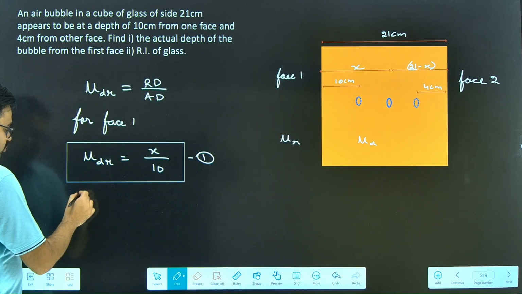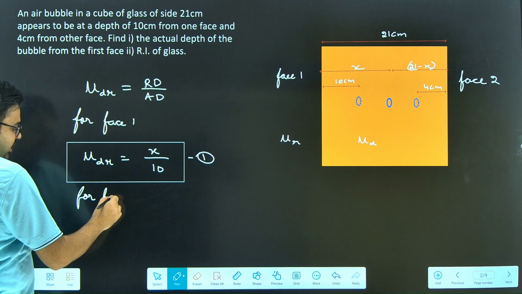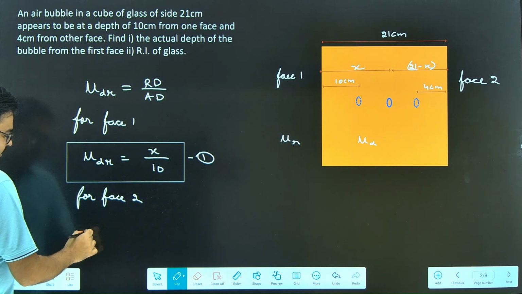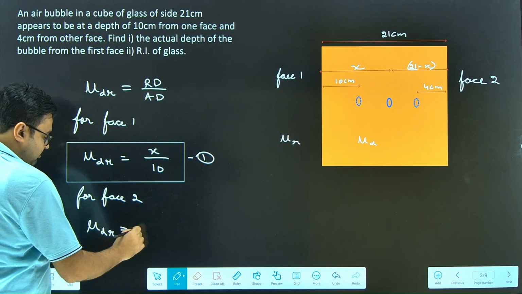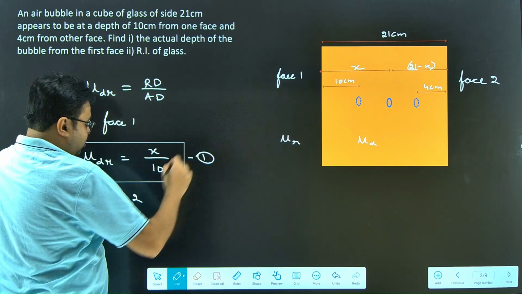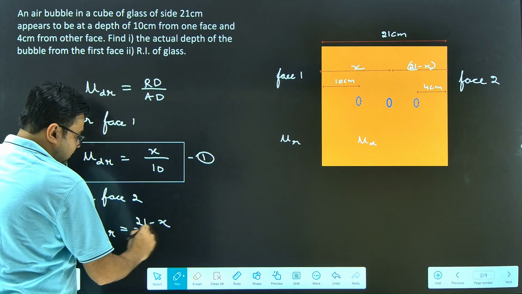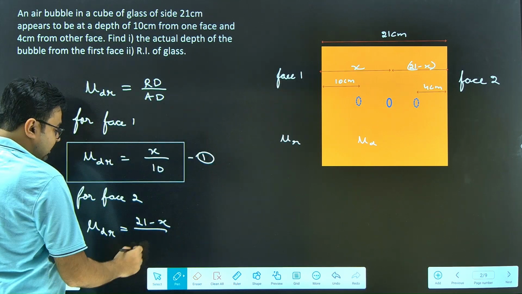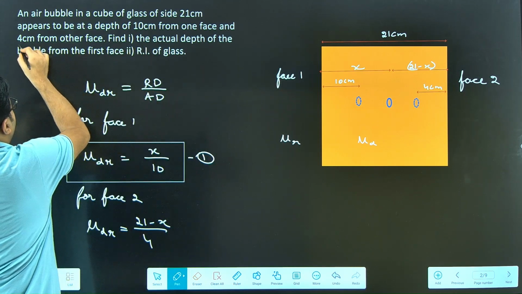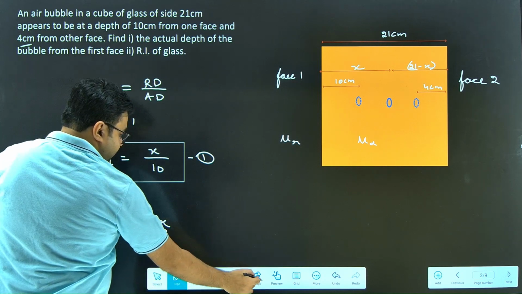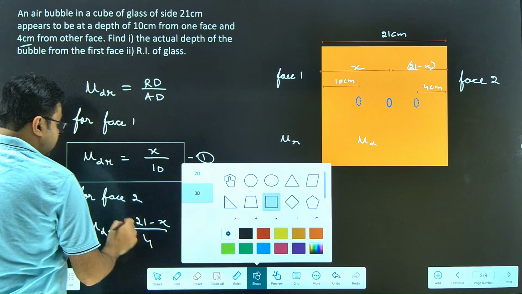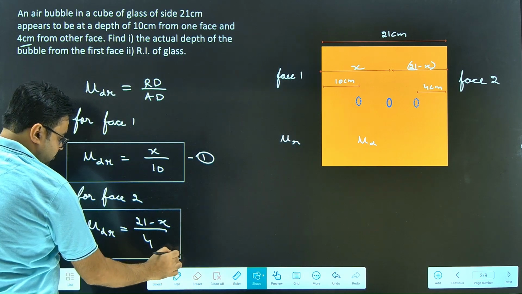So for face 2, the refractive index of the denser medium with respect to the rarer medium is 21 minus x divided by the apparent depth, which is now 4. The question says from the other side it is 4. Well, that becomes your equation 2. Let me put that in a box.